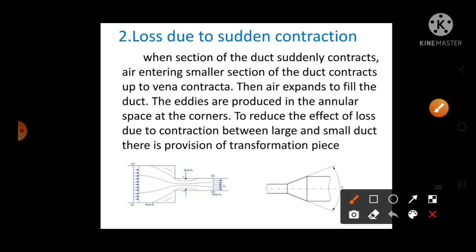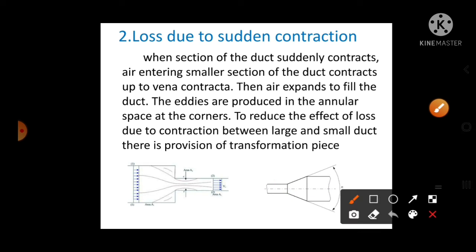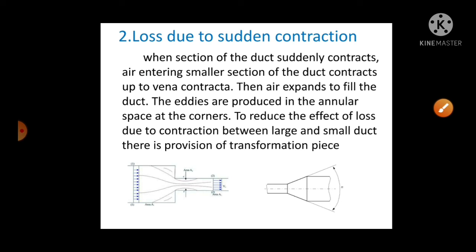Again you have to add it here. Here this is a large section and this is a small section. When the air flows, at the vena contracta the eddies are formed, which are reduced by adding the transformation piece between the large and small cross sections. This is a transformation piece, so that the loss due to sudden contraction and sudden enlargement is reduced by adding a transformation piece between the two parts.